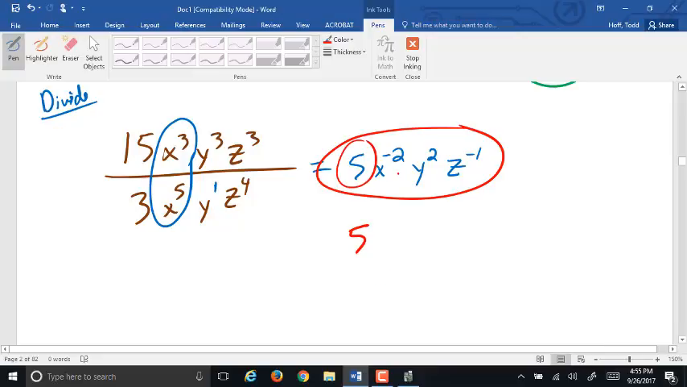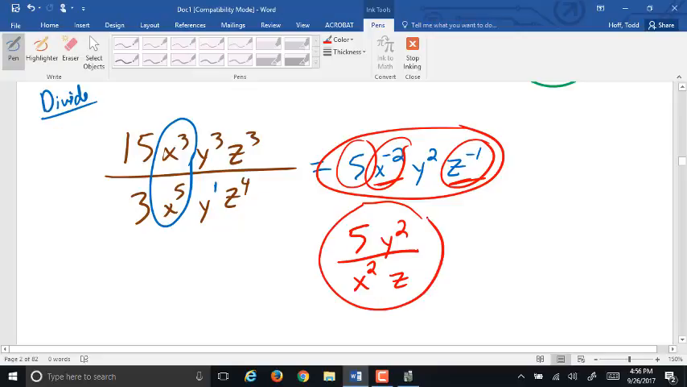What variables have a positive power on them right now? Y. So y squared is going to stay with it. The negative powers, the x to the negative 2 and the z to the negative 1, are going to go on the bottom of the fraction. So x to the negative 2 is just going to be x squared on the bottom. The z to the negative 1 is going to be z to the positive 1, or just z.